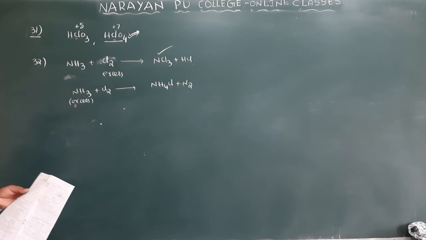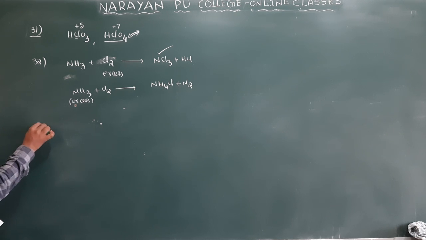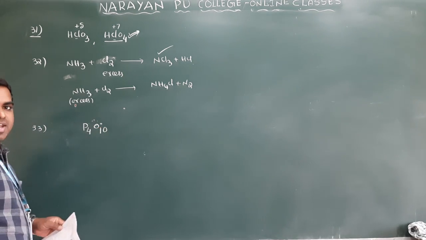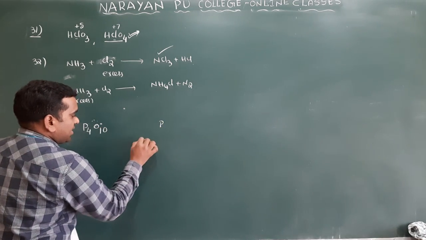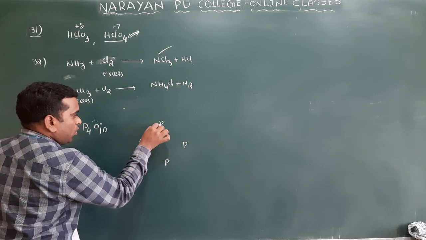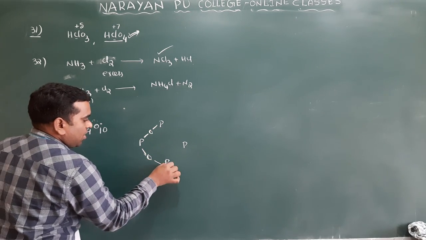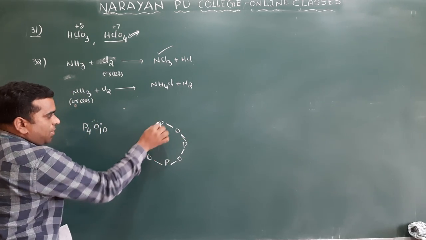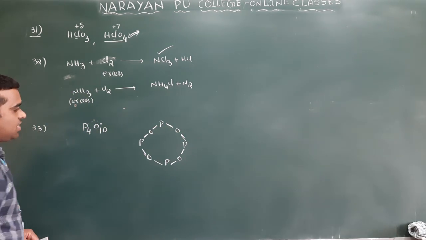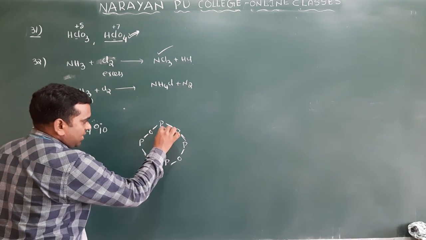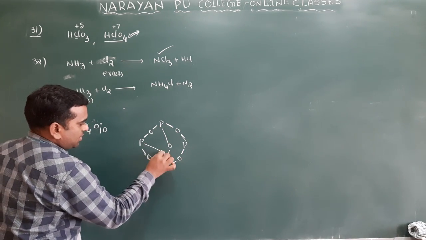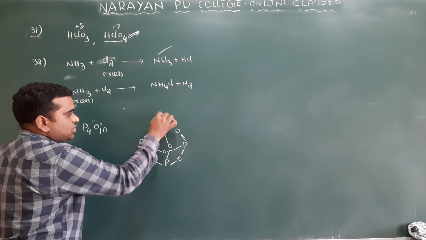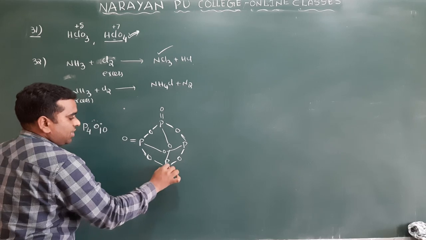Now 33: the number of P-O bonds in P4O10. You have to draw the structure of P4O10. I already have given this structure. There are 4 phosphorus and 6 oxygens in the bridges, and the remaining 4 oxygens are double bonded.